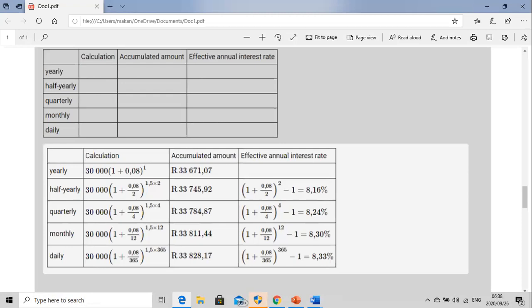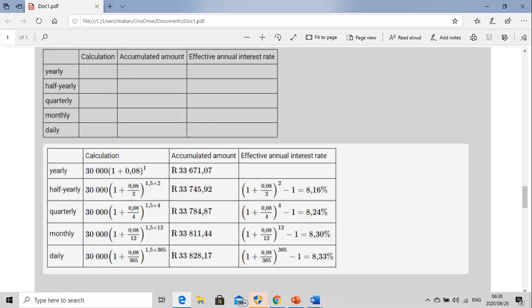And the last one is daily. You can actually calculate the accrued amount on a daily basis. In other words, you can tell what the accrued amount is on a daily basis. In this case, if you are going to look at daily accumulation, then it means you are now going to look at the number of days in a year. It's normally 365 days in a year.